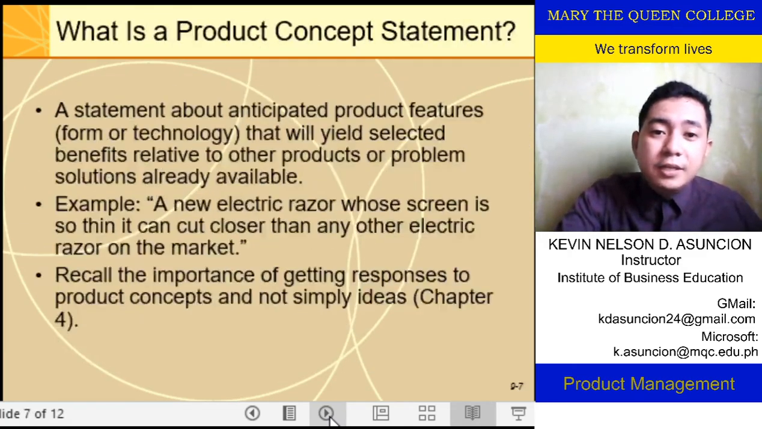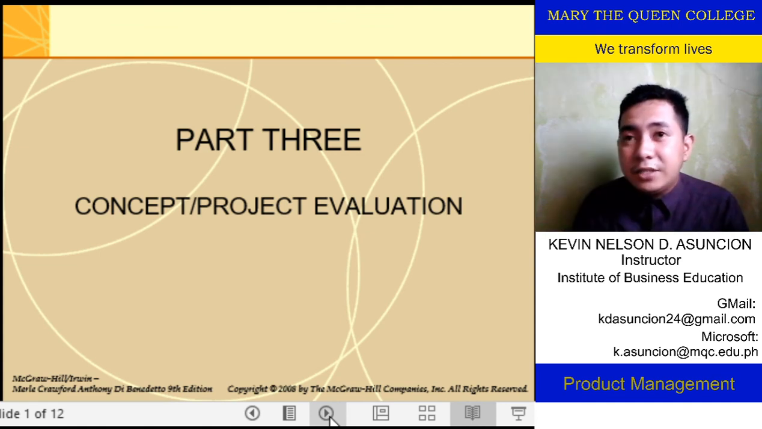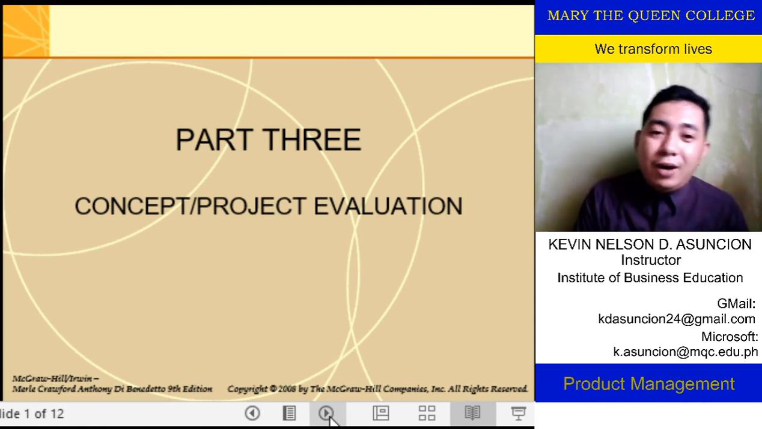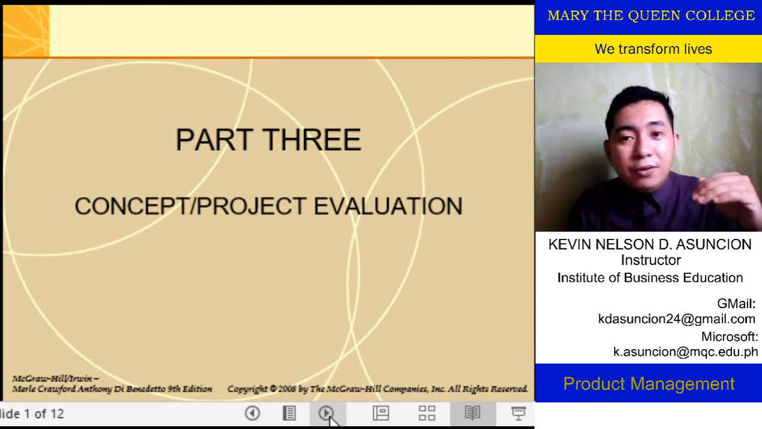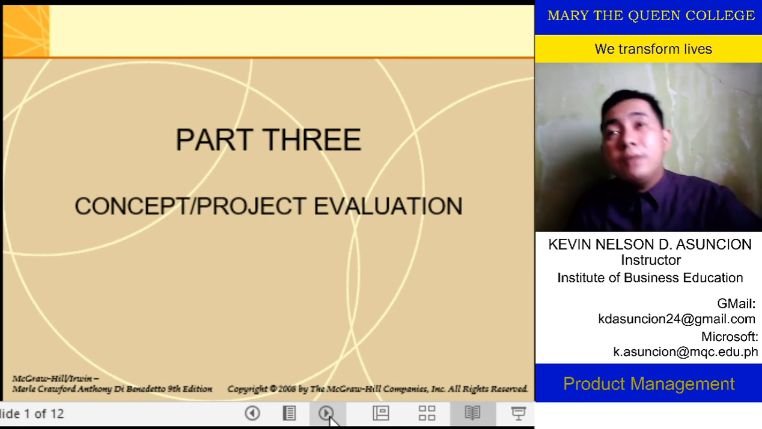Okay, nevertheless, we're done with the concept evaluation. So we have this step process. Okay, how do we evaluate and paano ang focus ng ating evaluation. That's so that we can proceed to the next chapter.